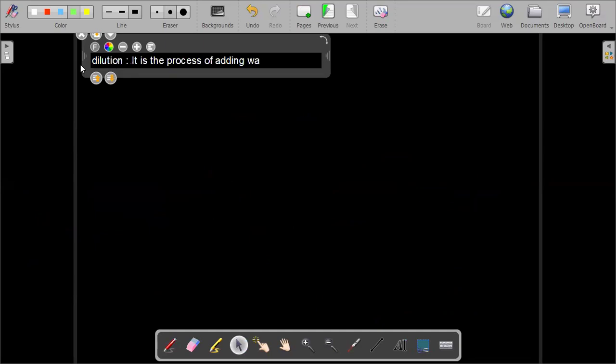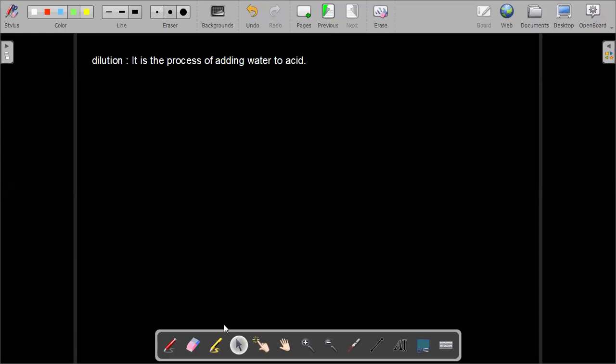Adding water to acid. However, the definition says that dilution is the process of adding water to acid. It doesn't mean adding, it means increasing the amount of water in an acid. That we call the dilution process. So in the process of dilution, which substance is added to what? You add acid to water or you add water to acid?